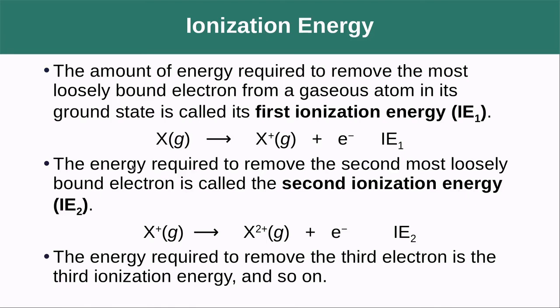Ionization energy is the energy required to remove the most easily removable electron from a neutral atom in the gaseous state while it's in its ground state. The first electron that we remove is associated with the first ionization energy. If we take the resulting cation and remove another electron, that's the second ionization energy. And if we did it again, that would be the third ionization energy.